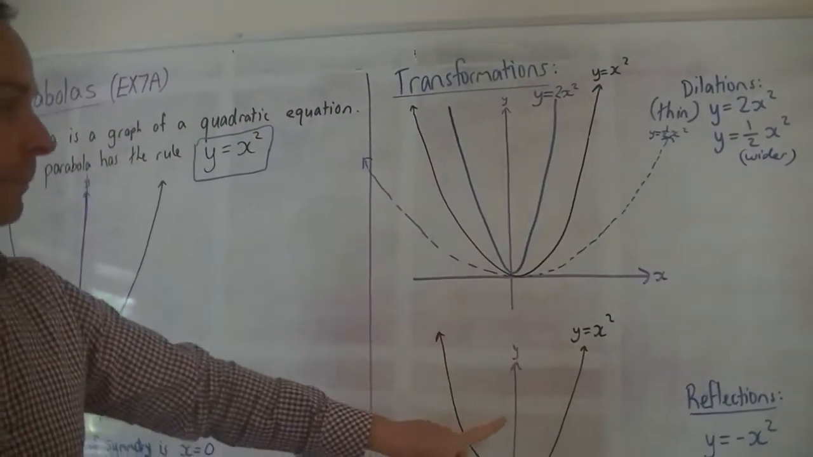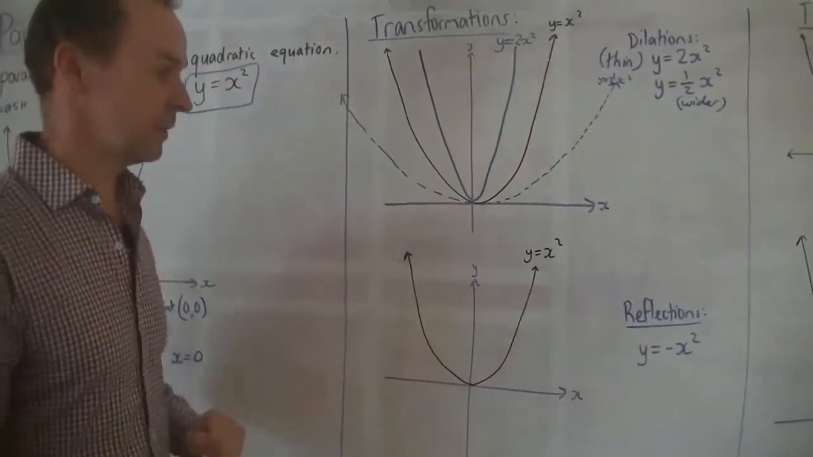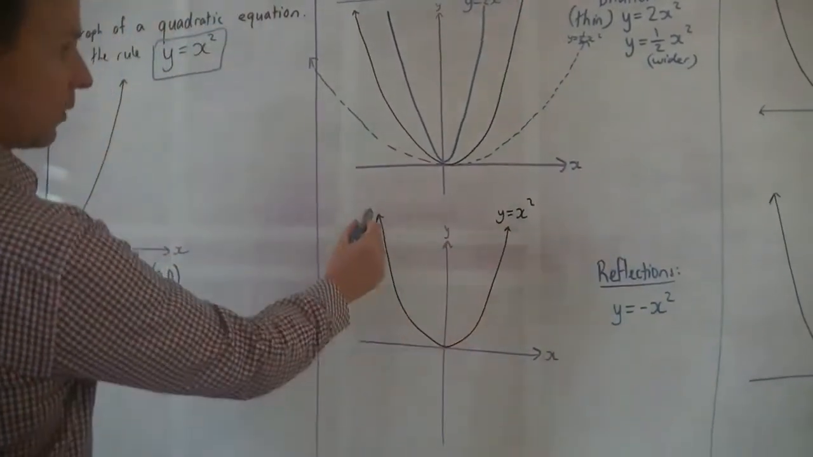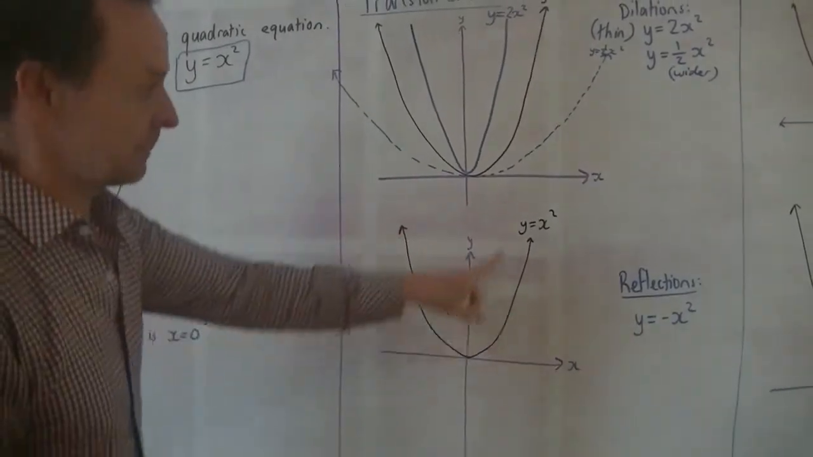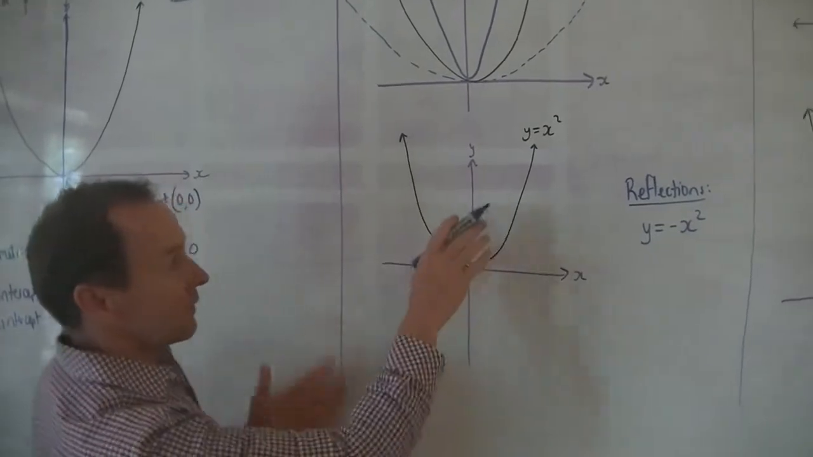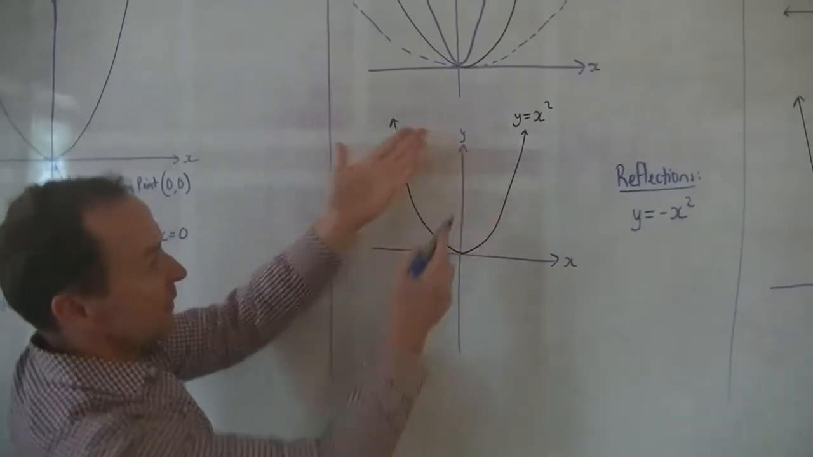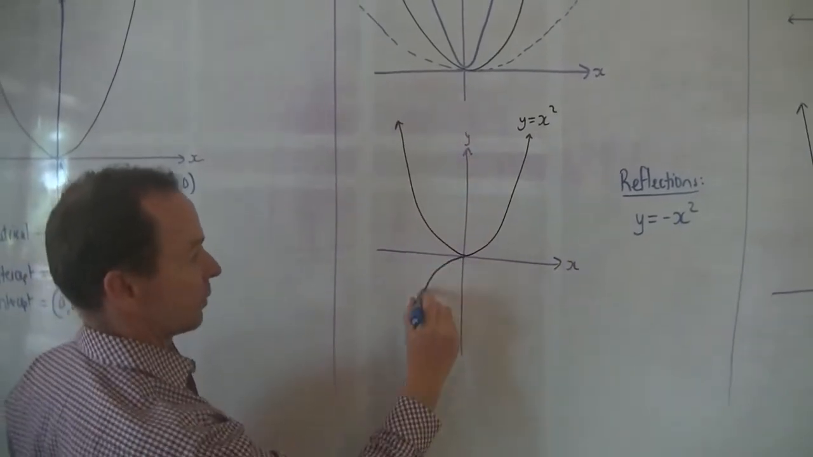Alright, now the next one. These are called reflections, and they reflect in the x-axis. So if that's the generic equation of y equals x squared, remember that's what it looks like. When you've got y equals negative x squared, what it does is it flips it, or it's called a reflection in the x-axis. So that one gets flipped down, and this is what it looks like.